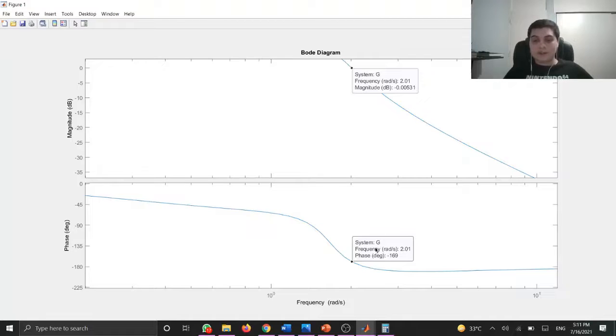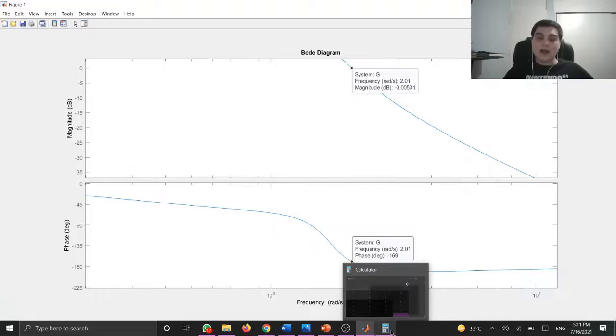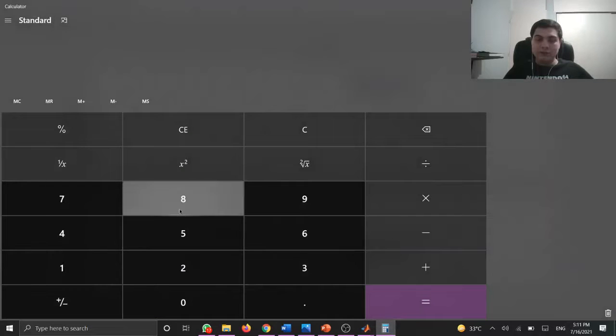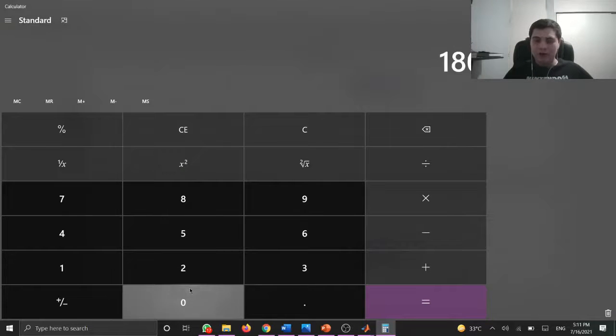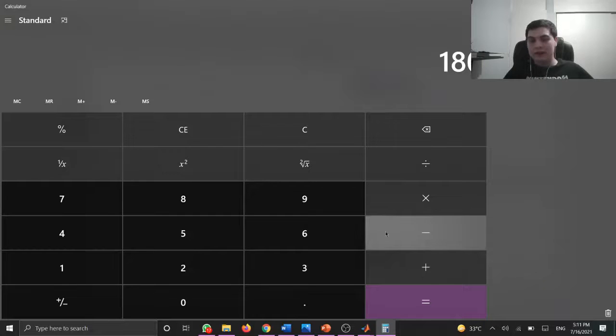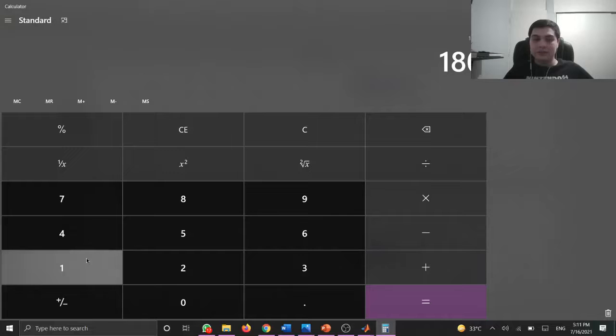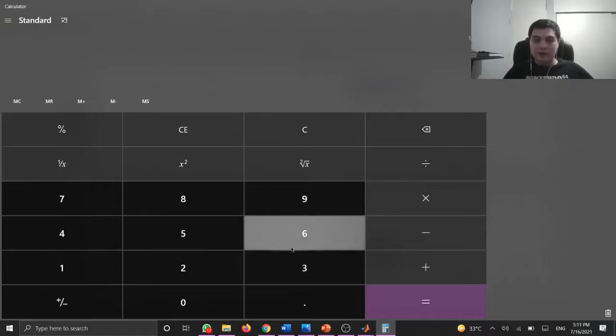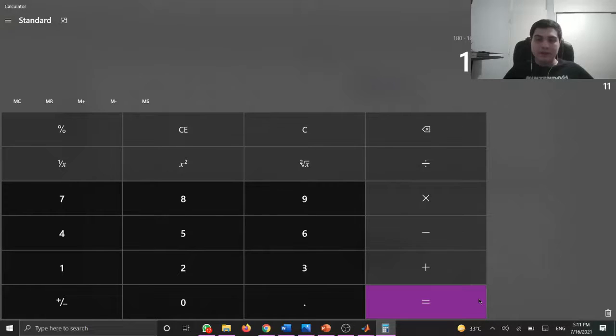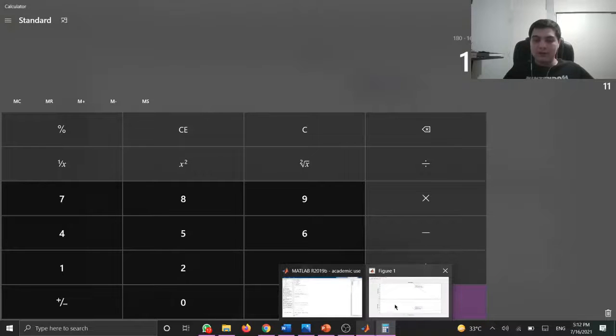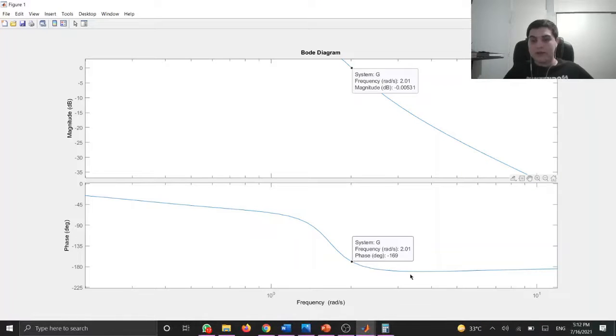Then we see what the phase value is at that frequency, and in order to get the phase margin, we need to do a simple calculation, which is 180 plus the phase value at that frequency, which in this case is -169. So the phase margin value for this case is going to be 11.